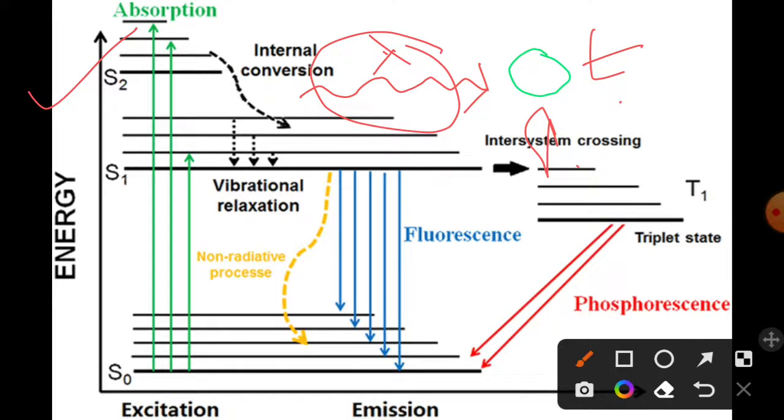So now let's look at that diagram. This diagram is known as the Jablonski diagram. Here S0 is the ground state, or the relaxed state of the molecule. When this molecule absorbs a light of a particular wavelength, it becomes excited and goes to this S2 phase. Some will also go to S1 phase depending on the type of the energy it absorbs.